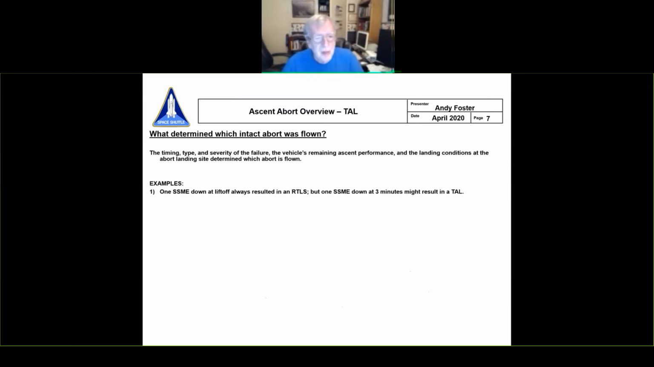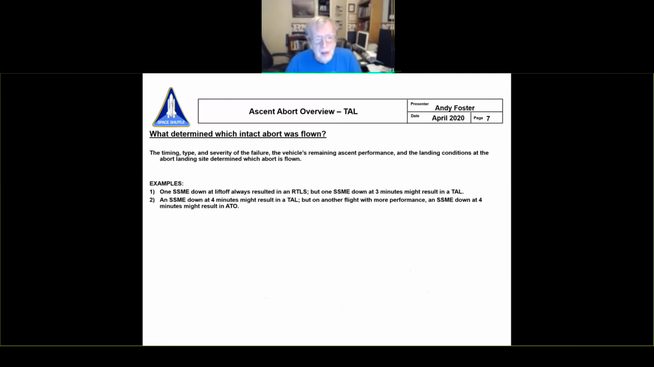And as an example of how timing played into this, and because we're talking about intact aborts, they were defined by an engine out, so I'm going to use an engine out in these examples. If you have an engine out at liftoff, man, what are you doing? RTLS only. That's all you have. You don't have the performance to do anything else. But about 3 minutes down the line for nearly every flight, if you had an engine out, you were going to go TAL, because TAL was safer than RTLS. We'll talk about that a little bit more in a minute.